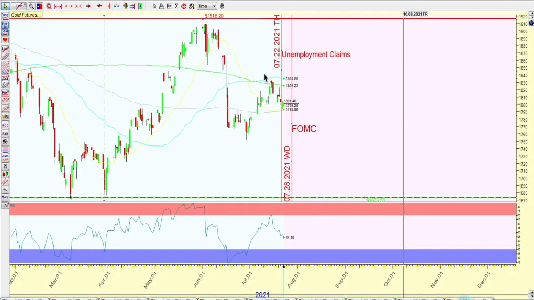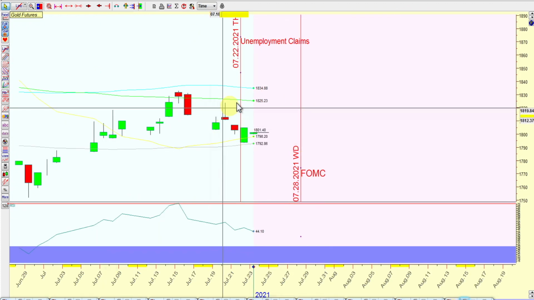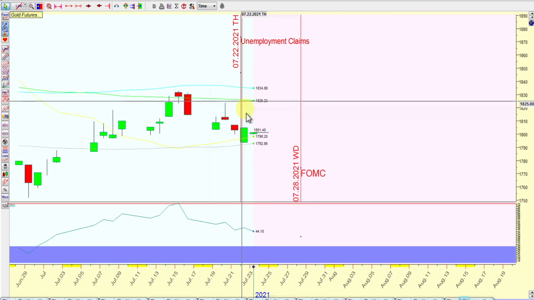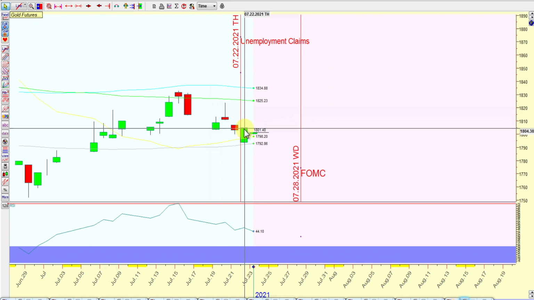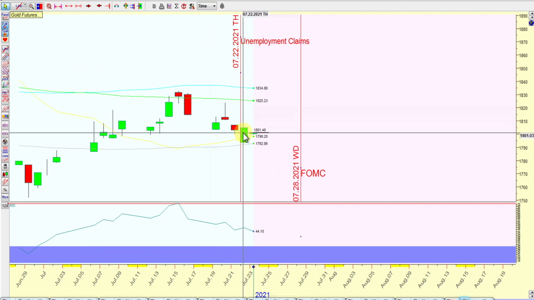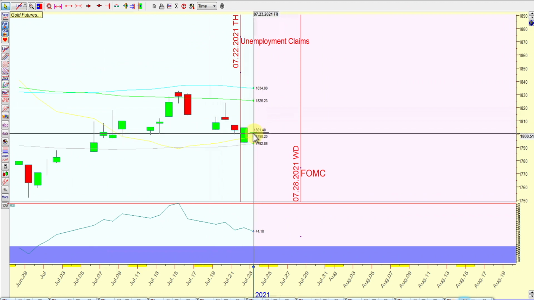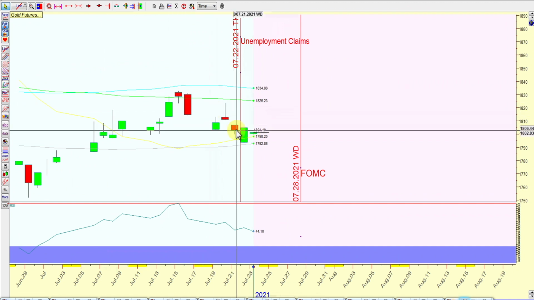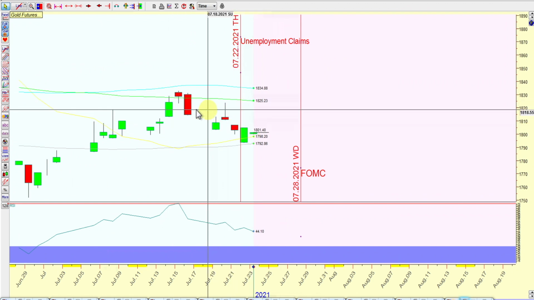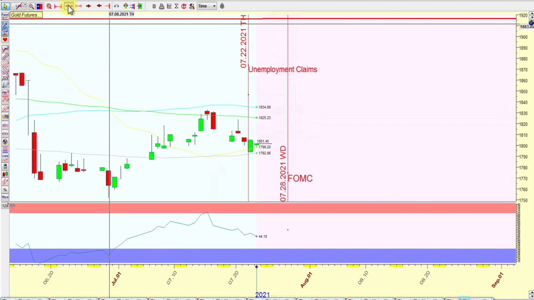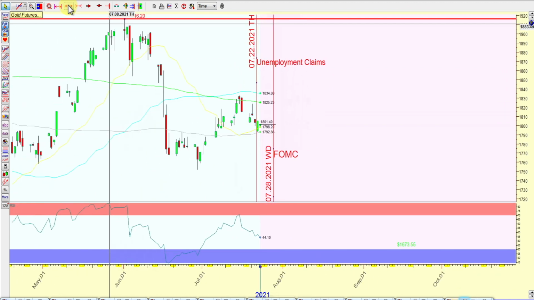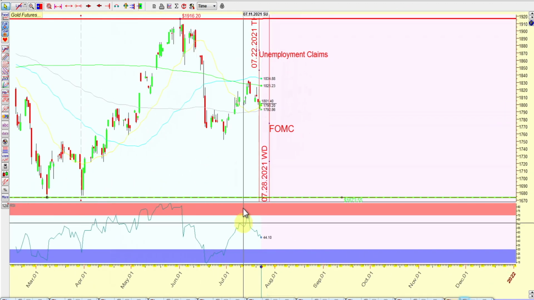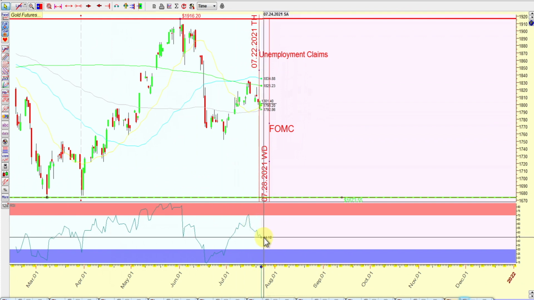As you can see right here, we had unemployment on the 22nd and got this nice little pop, kind of consolidating still, pushing a little lower, but so far hanging in there. Looking at the RSI, it's at 44.